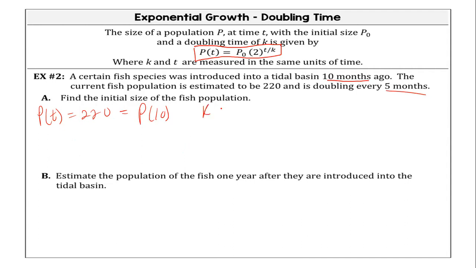Our K is how long it takes us to double. How long does it take us to double? 5. So our doubling time is 5 months. Okay, so now I'm going to plug in and solve. So we know that 220 equals P naught times 2. Our time to get 220 was 10, and our doubling value is 5.